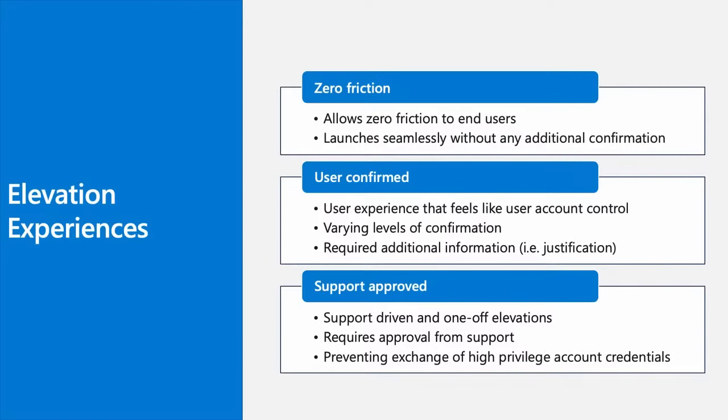Then there's user confirmed, where they see a similar experience to what they had with User Account Control, but it also can have different levels of confirmation. What that means is you can require a business justification, and they have to enter their credentials again before they're able to actually elevate. Support approved is kind of what it sounds like, where there may be a specific action that a user wants to perform, but it also requires the support organization or your admins to approve that action in advance. So that would allow anything outside of policy to now require this support approval.